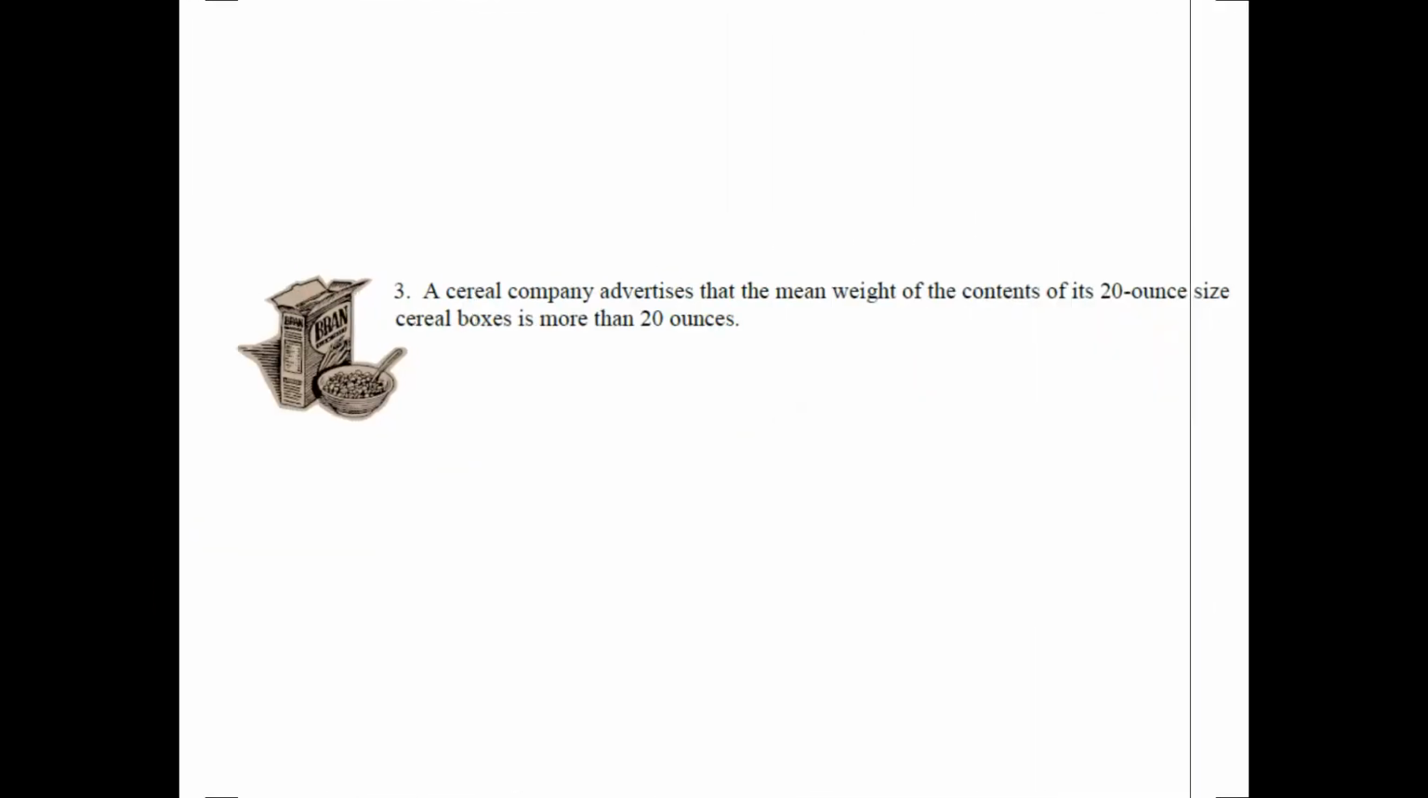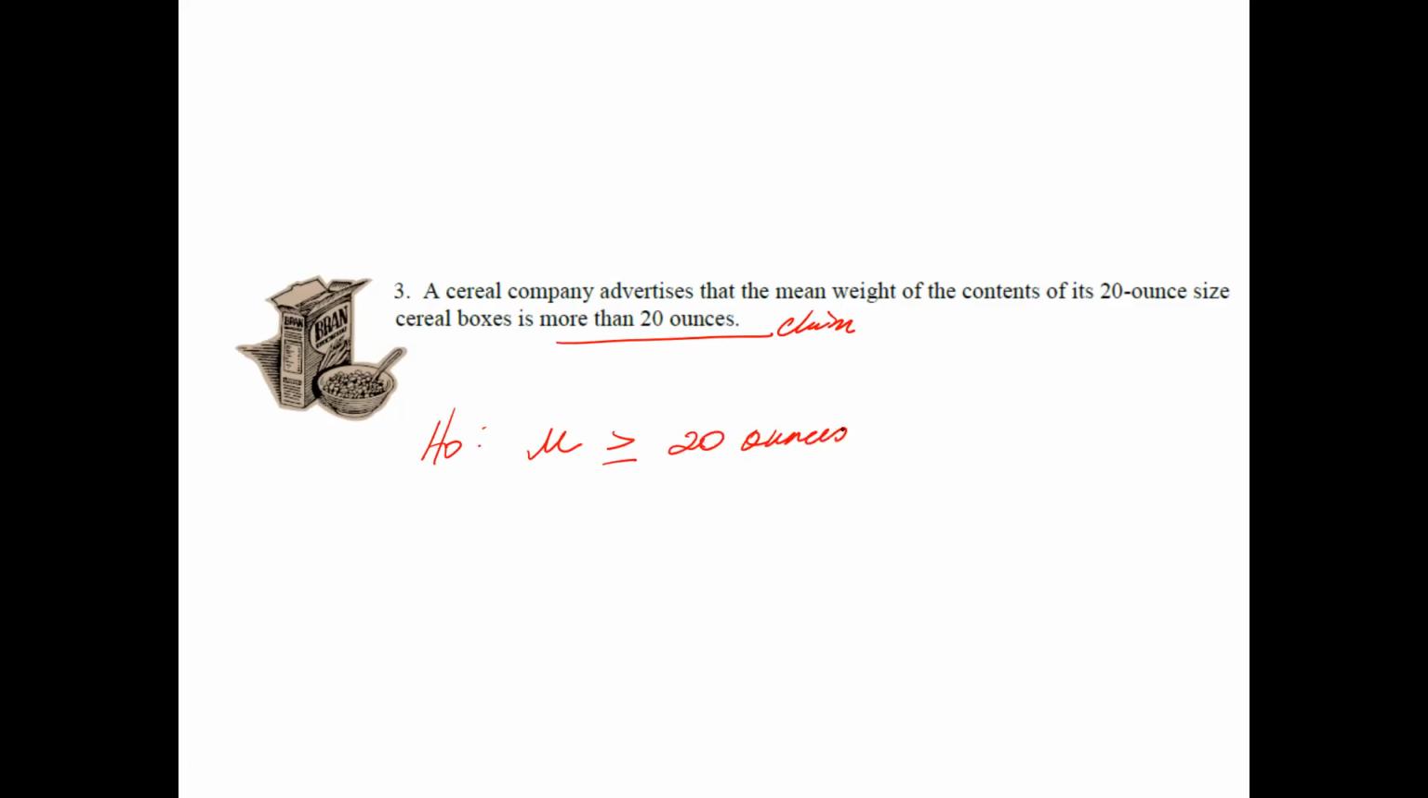All right, number 3. A cereal box company advertised that the mean weight of the content of its 20-ounce size cereal box is more than 20 ounces. So it's saying that it is more than 20 ounces. Okay, so that is the claim. Because if you're a cereal company, you want to say, I am giving you more stuff for the money that you pay for. So your null hypothesis is going to say it is going to be more than or equal to 20 ounces. And this is your null.